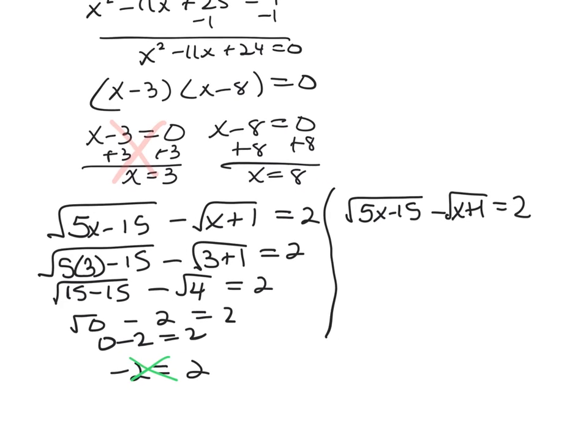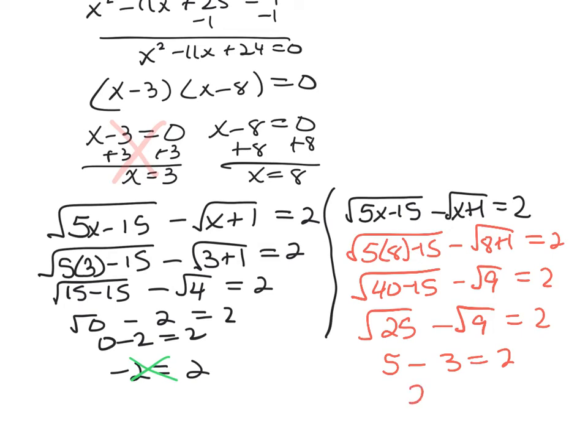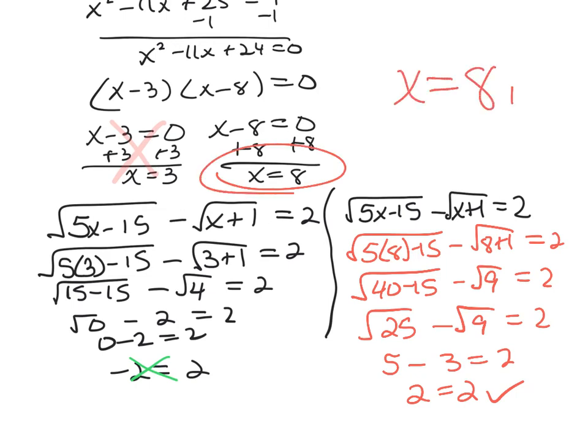Let me go ahead and plug in 8. So 5 times 8 minus 15. 8 plus 1. 40 minus 15. 8 plus 1 is 9. 40 minus 15 is 25. Square root of 25 is 5. Square root of 9 is 3. 5 minus 3 is 2. It checks. So x equals 8 is my solution.